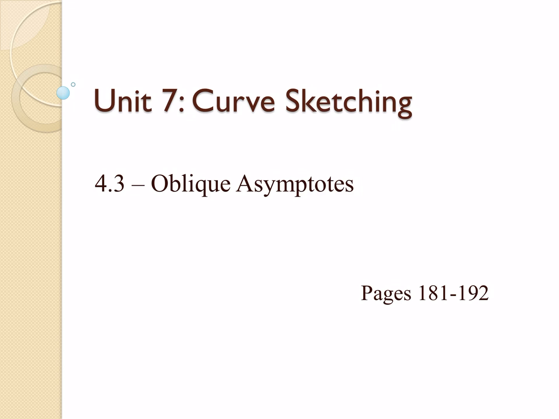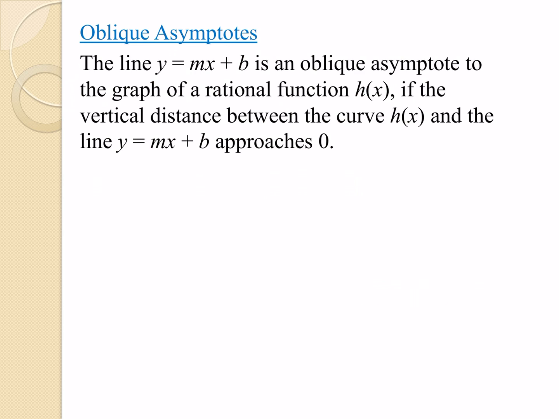So we've already taken a look at vertical and horizontal asymptotes. Today we're going to be taking a look at the oblique asymptotes. Now the oblique asymptote basically says we're going to look at where the asymptote is a line. So it's going to have the form y equals mx plus b, as most of our lines do. And we'll see why.